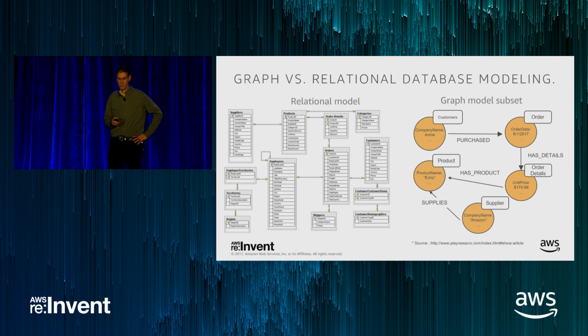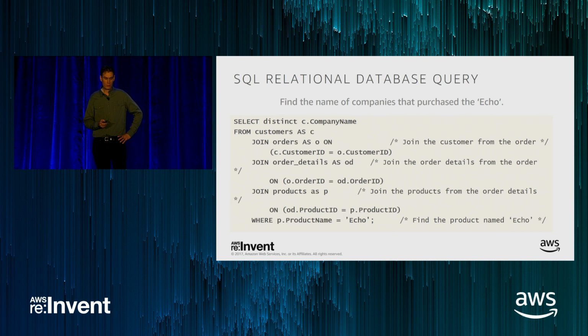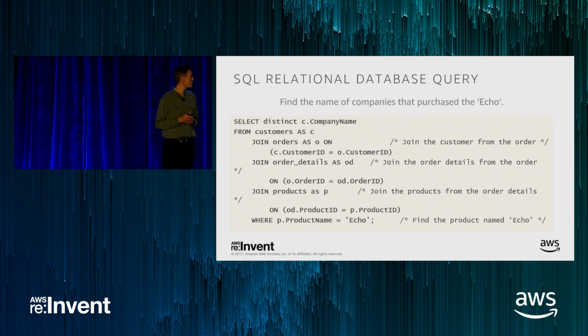And so if you're familiar with SQL, as I imagine most of you are, this is a very basic query that you would use to answer the question: find me the names of companies that purchased the Echo. And if you look at the query, you'll see that you're joining through. You join up customers, you join order details, you join products, and then finally you make a filter on the name of the product that you're looking for. And so this should look fairly familiar to you.